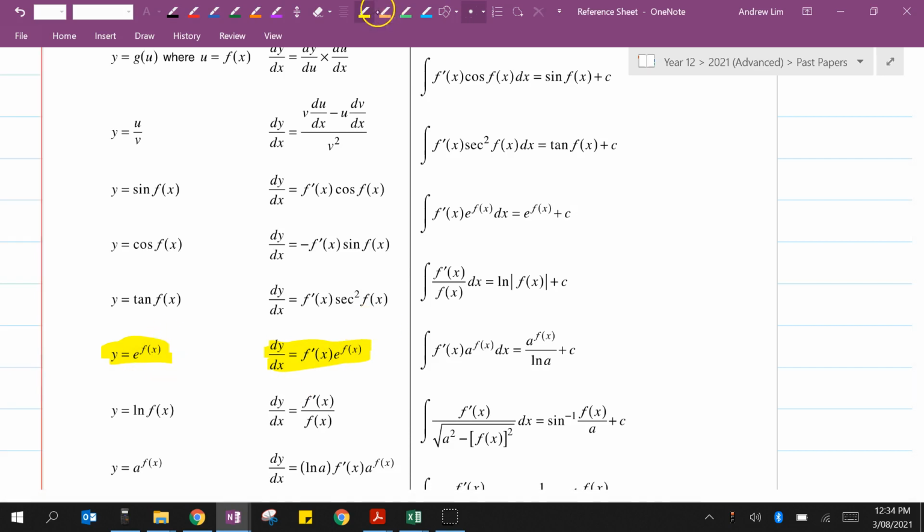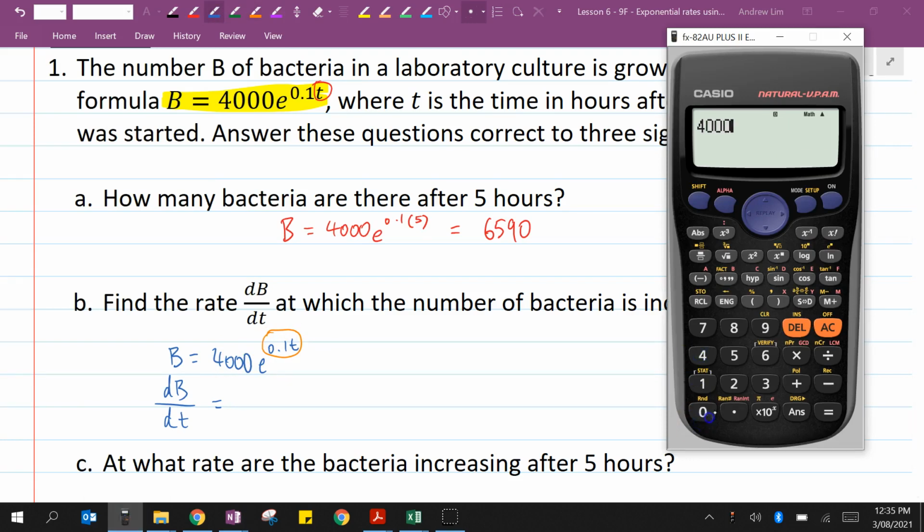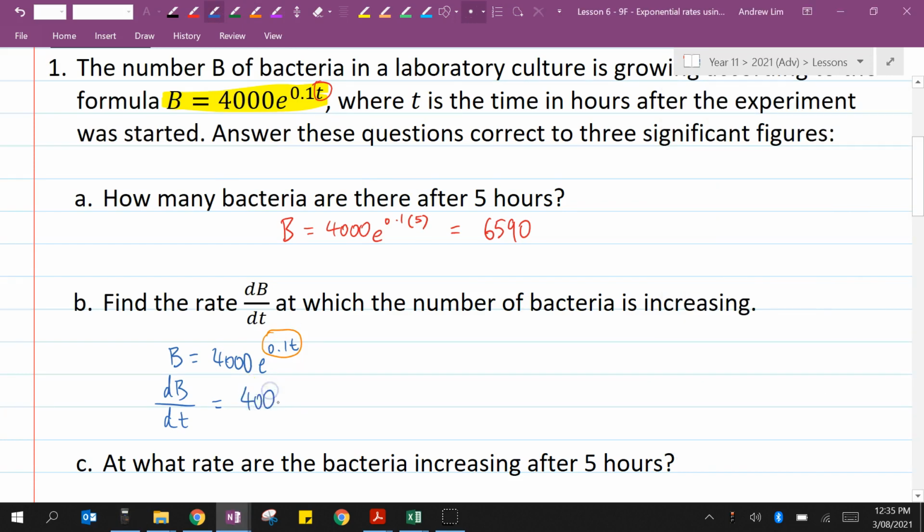f dash of x in front of the function e to the f of x. So we need to differentiate whatever is in the power and bring that out to the front. According to this, here's our f of t. We need to differentiate that and bring it out to the front. When we differentiate that with respect to t, we get 0.1. So technically we've got 4000 times 0.1, which is 400. And then we write e to the f of t. Okay, so that's the rate at which the number of bacteria is increasing.